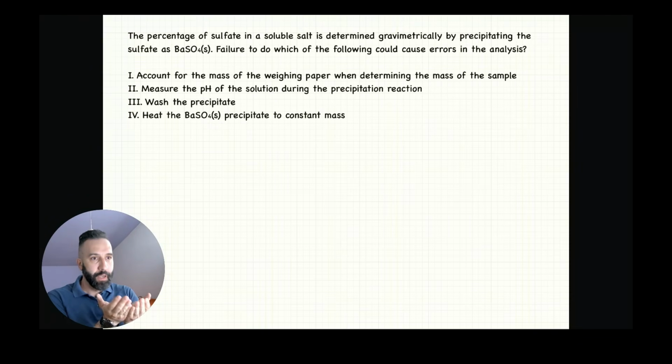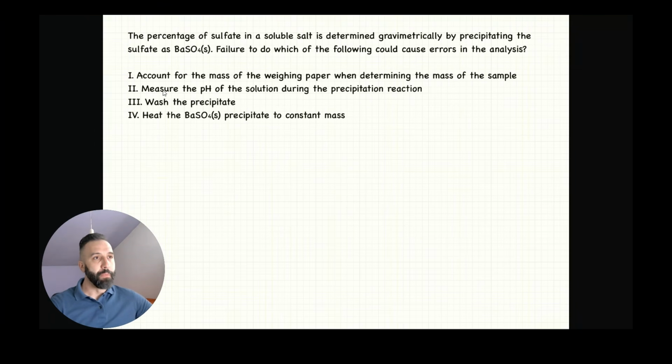So how do you do this? You first put the weighing paper, and you measure the mass of the weighing paper. Then I add the precipitate, and then I measure the weighing paper with the precipitate, and then I subtract the first measurement from the second, right? Analytical balance can do this by itself, but definitely failure to account for the mass of the weighing paper will cause the error in weighing my BaSO4. So yes, one is correct.